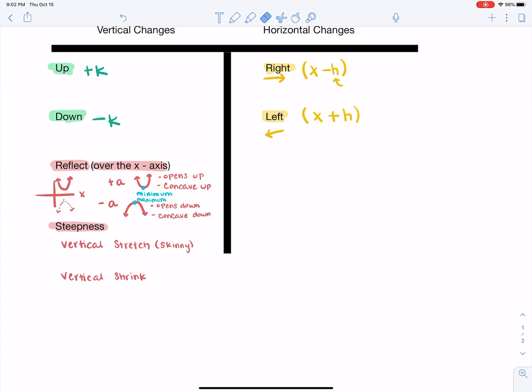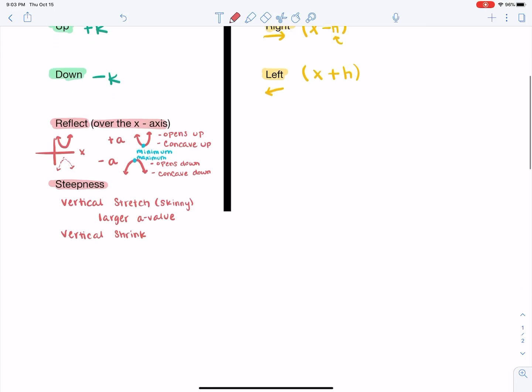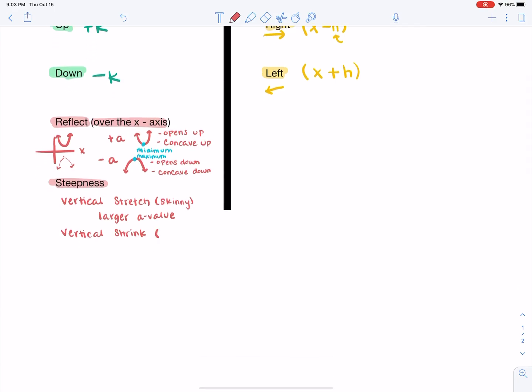If you are stretching your graph, your a value gets larger. So let's say I have a graph with an a value of 1, and I want to make it skinnier or more stretched out vertically, then I need the a value to be larger than 1. Okay, if you're going to shrink it, when you shrink vertically, we also call it a vertical compression.